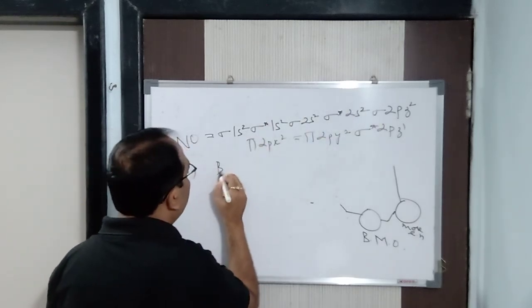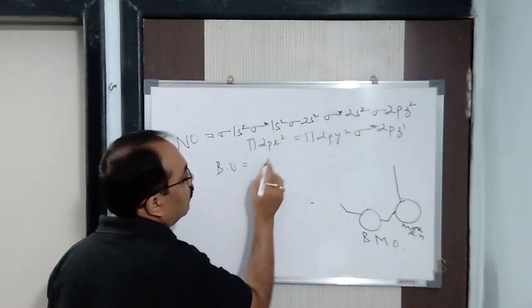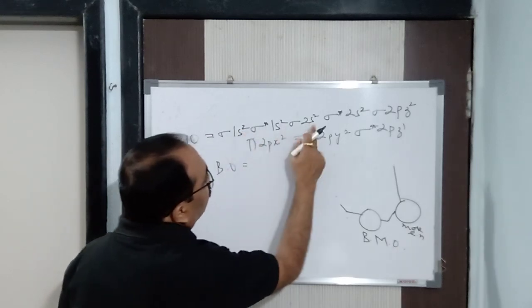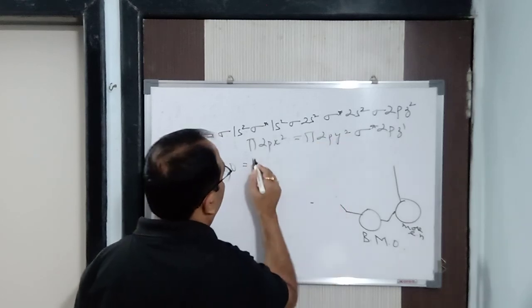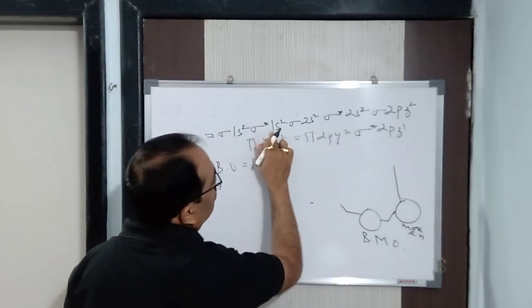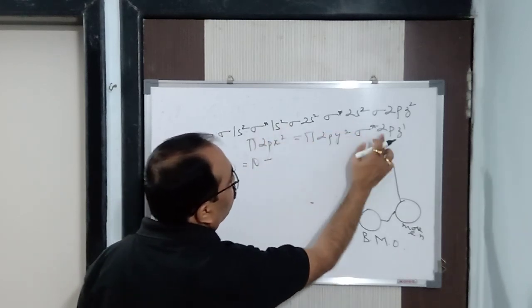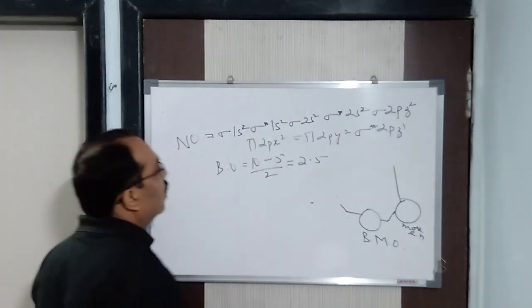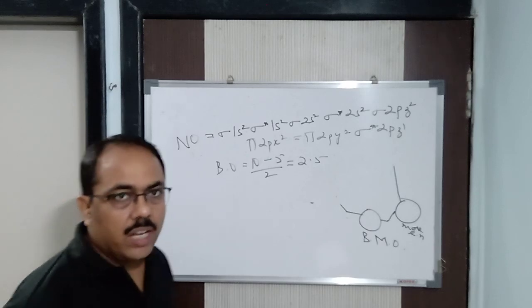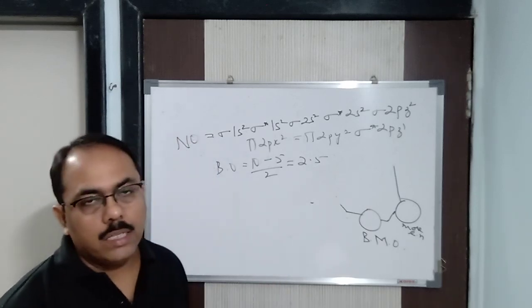Now I can find the bond order. Bond order is Nb minus Na by 2. Nb is 2 plus 2, 4, 4 plus 2, 6, 6 plus 2, 8, 8 plus 2, 10. Na is 2 for the star one, 2 plus 2, 4, 4 plus 1, 5. So 10 minus 5 by 2 is 2.5. In this way directly we can find it out. We can write the electronic configuration directly. We can also find the bond order directly.